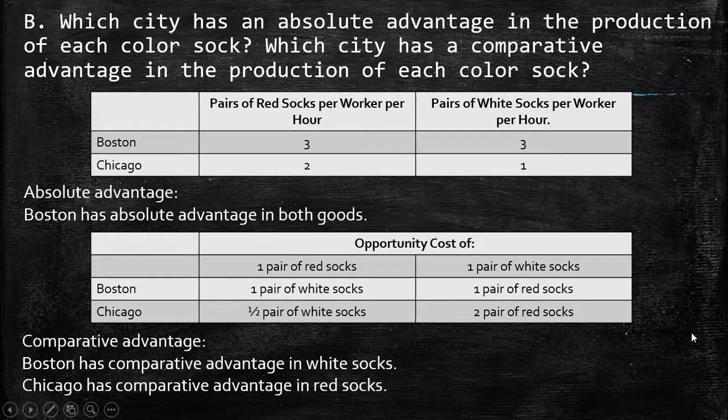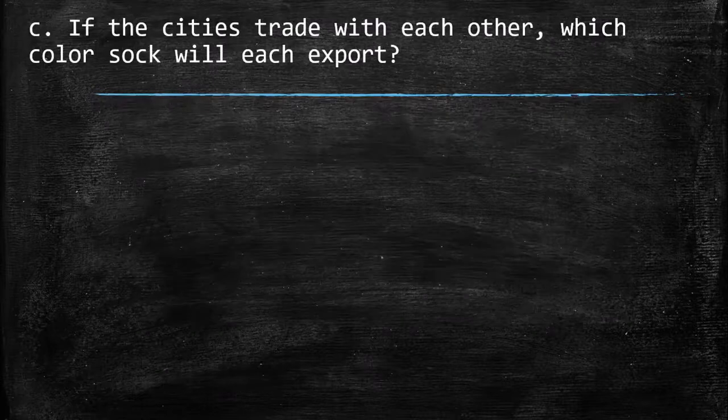Now, having the opportunity cost, we know Boston has a comparative advantage in white socks because it's lower, but Chicago has a comparative advantage instead in red socks because it's smaller. So here, that's it, C is the cities. If the cities trade with each other, which color sock will each export?